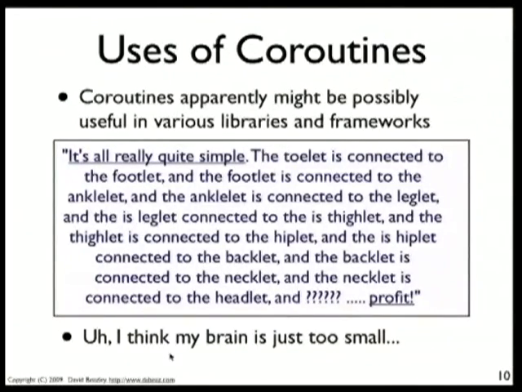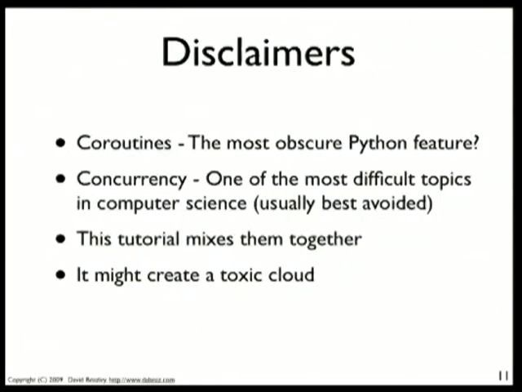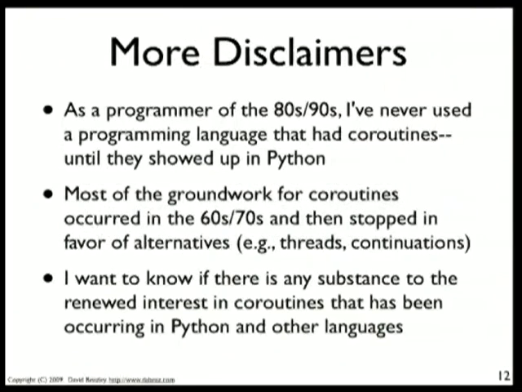or kind of understand that, if you will. So what we're going to do here is actually try to fill in that gap a little bit. And just as some disclaimers, what I'm going to talk about is essentially coroutines, which, if it's not the most obscure feature, is definitely in the running for that prize. And then we're going to mix in concurrency, which is probably the most difficult topic in computer science, usually best avoided. So we're going to take these two things. I'm hoping that it doesn't create some sort of mushroom cloud, or that nobody dies in the process. But that's kind of what we're doing here.